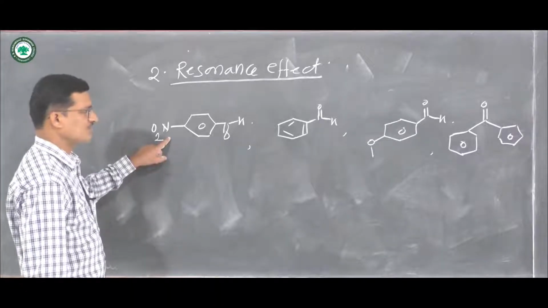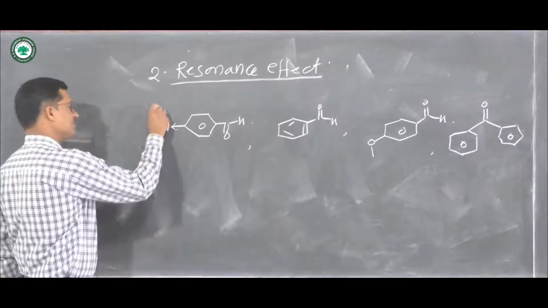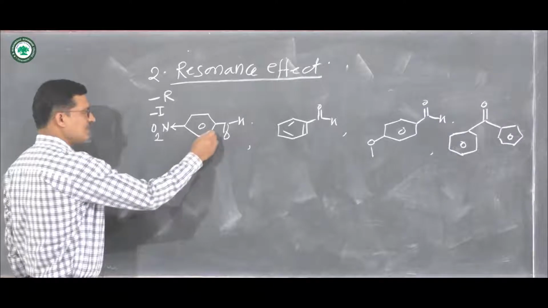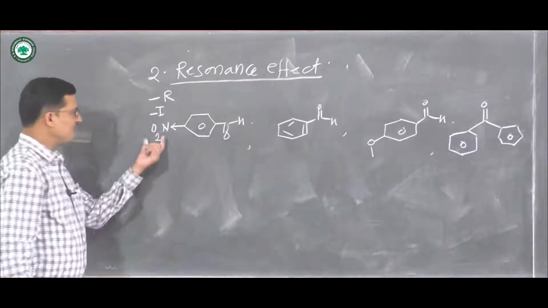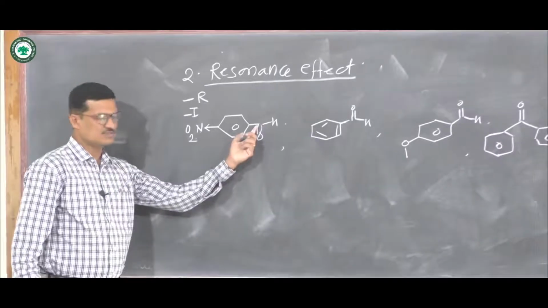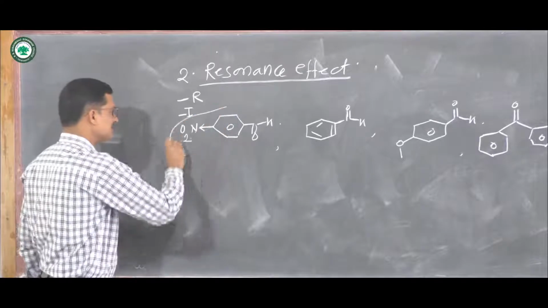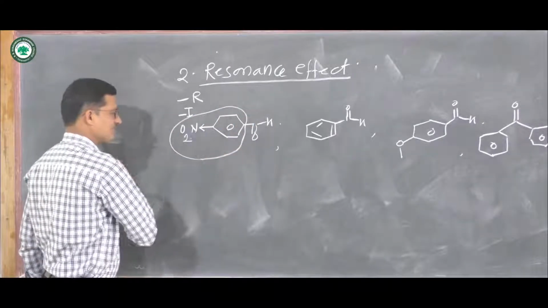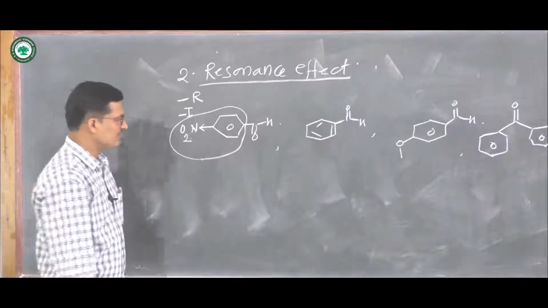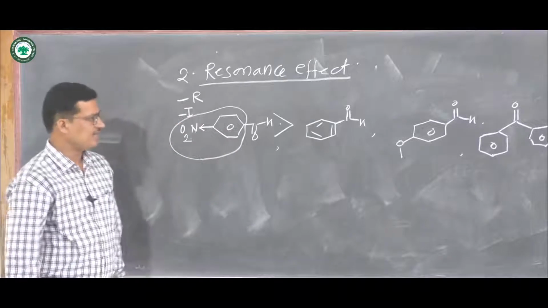This is the nitro group, which pulls the electrons, so it gives minus I as well as minus R. In such a case, what happens? This nitro group pulls the electrons from this ring system, and this ring system pulls the electrons from this carbonyl carbon. So this whole system acts as an electron withdrawer, withdrawing electrons from the carbonyl, and that's why this compound has more reactivity towards nucleophilic addition.